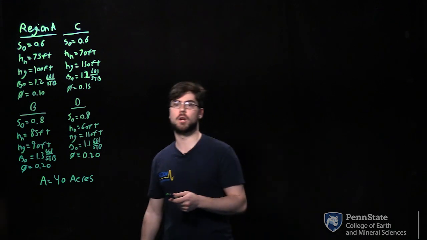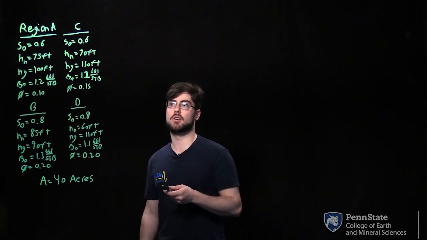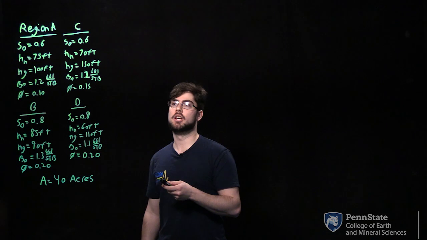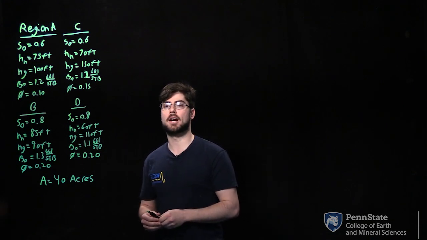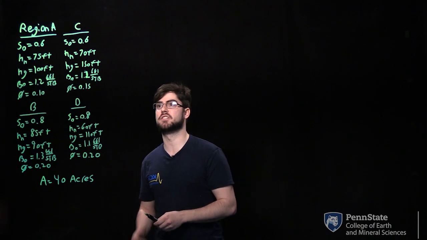So you have the saturation of oil, which is SO. You have your net pay zone, which is HN. You have your gross pay zone, which is HG. You have your oil formation volume factor, which is BO, and you have your porosity, which is phi.